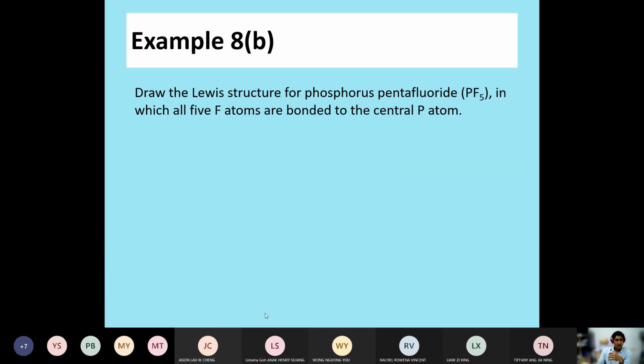Okay, now phosphorus pentachloride, another exception for this octet bonding, because phosphorus is not from the 2-period elements. So it can expand its octet because it has d orbitals in it.